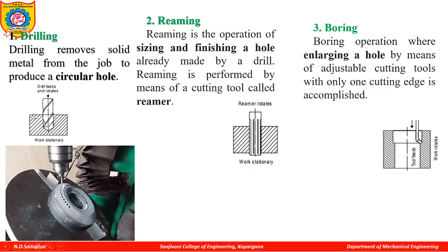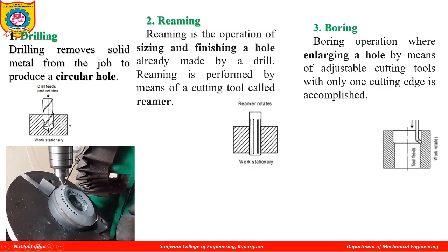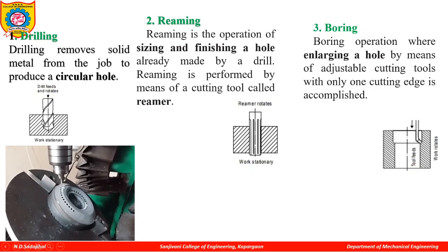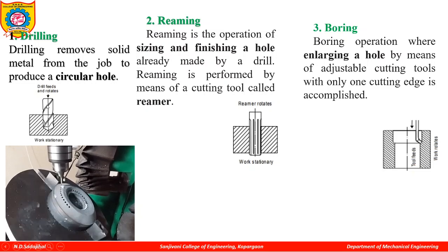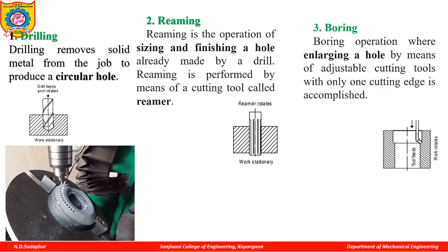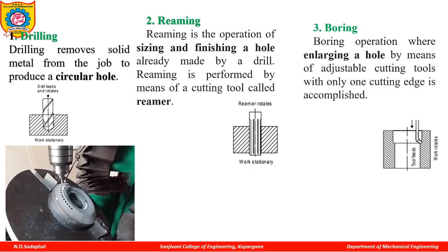You can see the figure here. A hatching portion is given in the workpiece and a drill is going inside the workpiece. This drill is shown here. So only a circular hole is manufactured here, only circular shape.